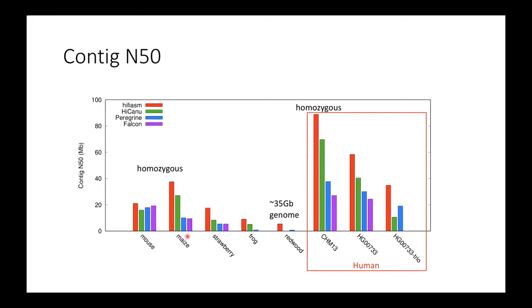Here are the results of this assembly. Kipping has shown this: PacBio has this amazing data set of mouse, maize, strawberry, and frog. You can see for all these assemblies, HiFi actually gives the long contigs. And this also shows the redwood genome, although it's still short, but remember this is 35 gigabases.